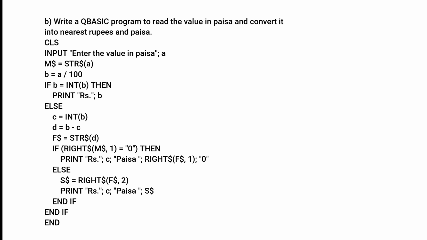If RIGHT$, M$, 1 is equal to 0, then print Rs, C, paisa, RIGHT$, F$, 1, 0. Else S$ is equal to RIGHT$, F$, 2, print Rs, C, paisa, S$. End if. End if. End.